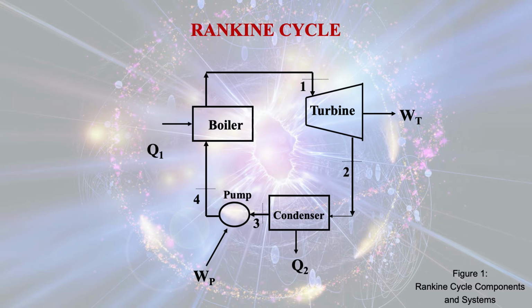And the point 3 is the exit point of the working fluid, which is coming out from the condenser and entering into the pump, and the pump is transferring the liquid water into the boiler. So this completes the cycle. So this diagram is the Rankine cycle components and system, and you can see how the four components are taking part in the process.